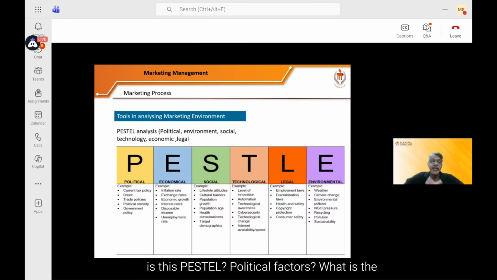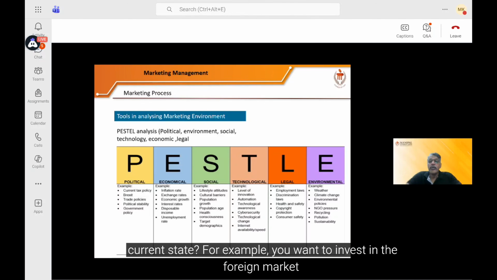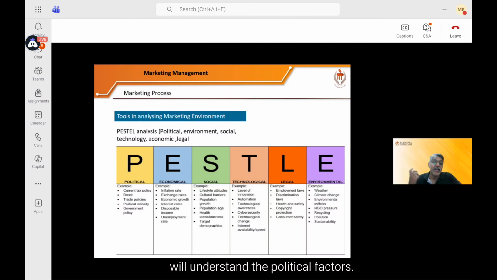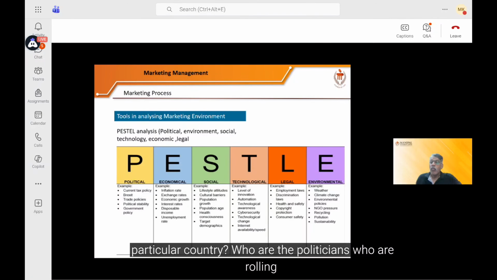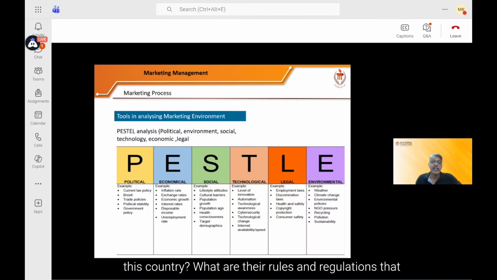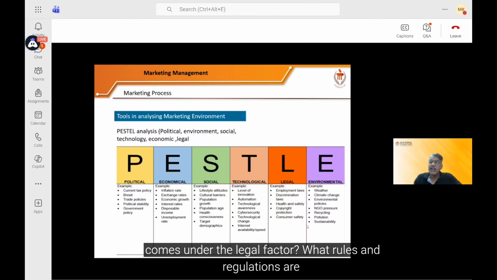What is this PESTLE? Political factors: what is the current state? For example, you want to invest in a foreign market, or foreigners want to invest money in the Indian market. So they will need to understand the political factors. What is the political stability and continuity of this particular country? Who are the politicians ruling this country? What are their rules and regulations? That comes under the legal factor.